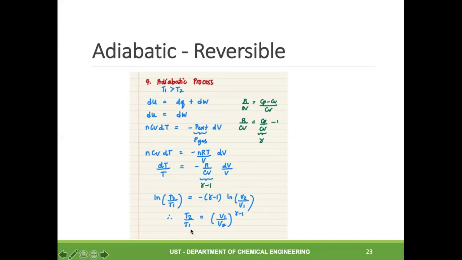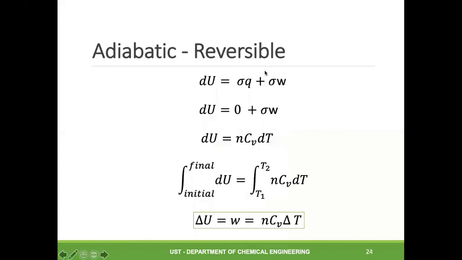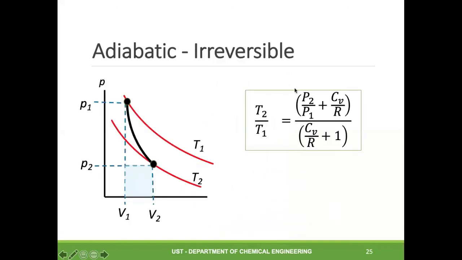So removing the ln, T2 over T1 is equal to V1 over V2 raised to gamma minus 1. You could also do the same thing to derive the relationships between pressure and temperature as well as pressure and volume. So for our equation, delta U is equal to work equal to nCv delta T. Now, for irreversible adiabatic process, we have a different relationship. So we have T2 over T1 is equal to P2 over P1 plus Cv over R, all over Cv over R plus 1.